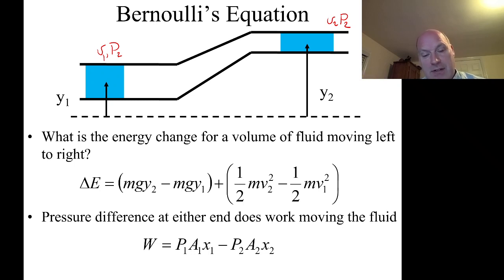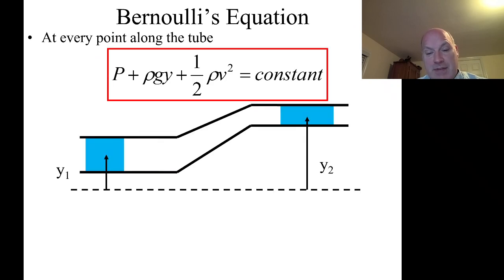So what we have is the work done is the force times the distance, and so we've got this difference from one point to the other, and we've got the difference in the energies, which is the potential and the kinetic energy. And it's really just important to get an idea of where this came from. What Bernoulli gave us was this equation that said at any point along the tube, we've got the pressure plus rho g y plus 1/2 rho v squared is a constant.